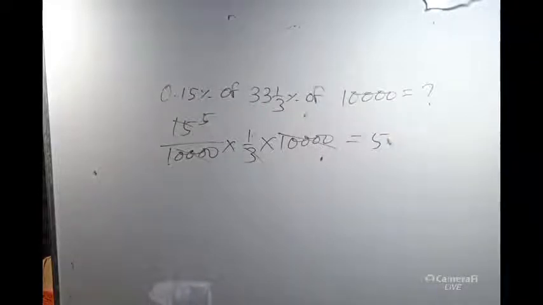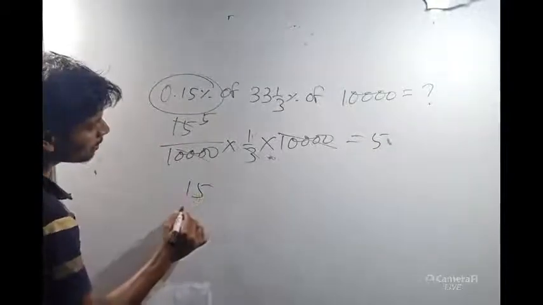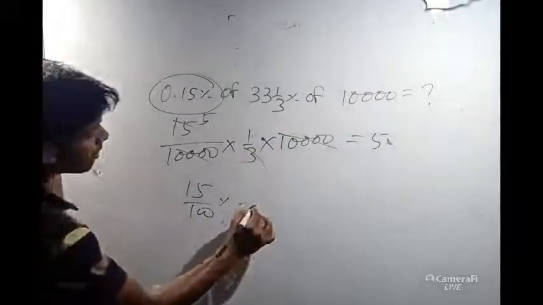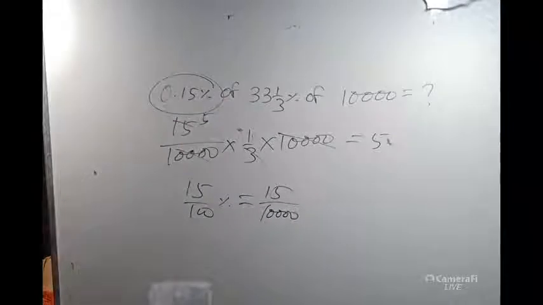How 5,000? This is 0.15%. 0.15% means 15 by 100 and percentage. Now this becomes 15 by 10,000. How 5,000 or 500? Okay, 5. Then next.